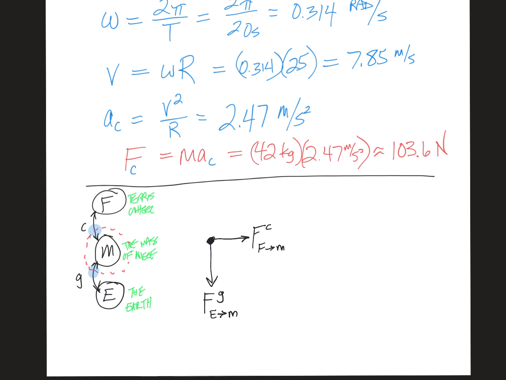So now I know, gravitational force of the Earth on the person, that's just mg. Okay? And this, the contact force of the Ferris wheel on the person, well, we just computed that. That's ma, but it's that special a, the centripetal.